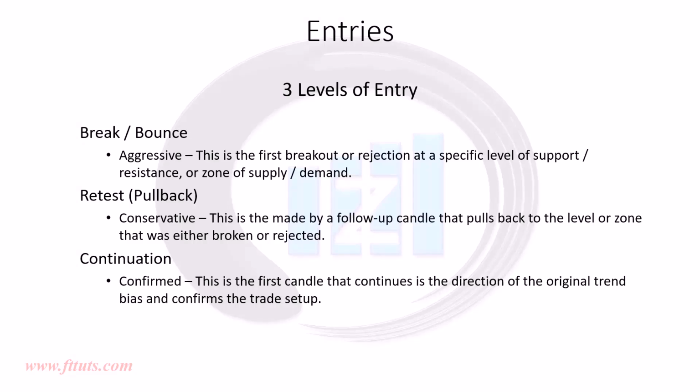Okay, and our third level of entry is the continuation or the confirmed trade. Okay, this is the first candle that continues in the direction of our original bias, and it confirms that our trade setup is there. And then depending on the candlestick formations in the lower time frames or on the time frame that we're looking at, for instance, if we're looking at the H1 and we get a really nice bullish engulfing candle and we're looking to take a bullish trade, we're going to want to go ahead and enter that trade because it's confirmed that the trend is going in that direction. And now we can use, for instance, the level that was broken through or rejected at as our possible stop loss, or a little bit further down.